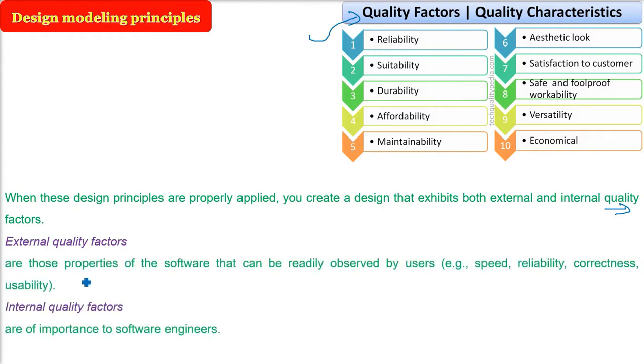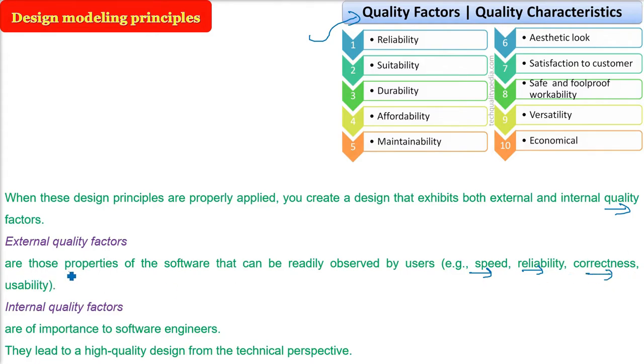The external quality factors are those factors which are easily known and observed by the user, like the speed, the reliability, the correctness, usability. So if the software is easy to use, it has good quality. Internal quality factors are various other factors which I have highlighted here. There are 10 quality factors highlighted on the picture. But these are of utmost importance for the software engineer. They lead to high quality design from the technical perspective. So this quality is very important. We'll talk about that in later discussions.